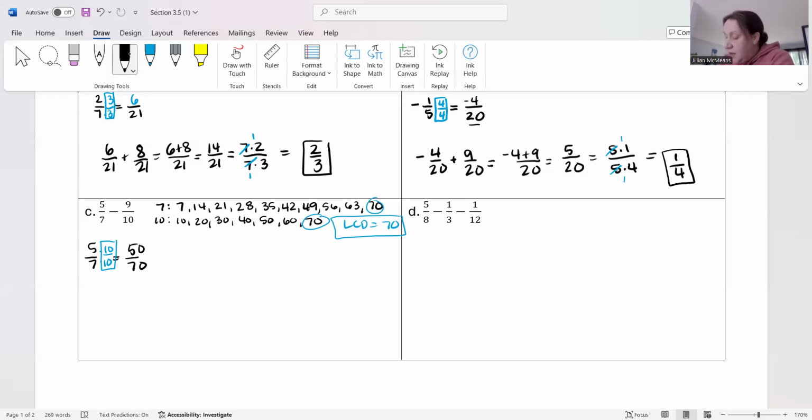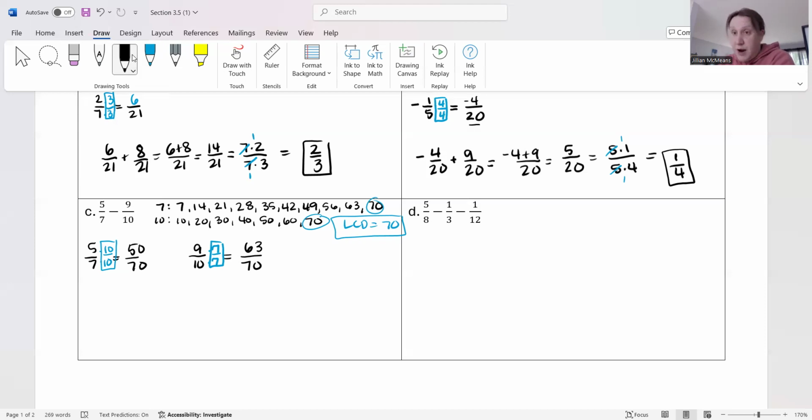All right. Now we have 9/10. We want to convert that into something over 70. So what would I multiply 10 by to get 70? Well, I'd multiply by 7. So I'm going to multiply top and bottom by 7. Remember, that's just some weird form of 1, so I'm not changing the value of 9/10. So let's see, 9 times 7 is 63. And then 10 times 7 is 70.